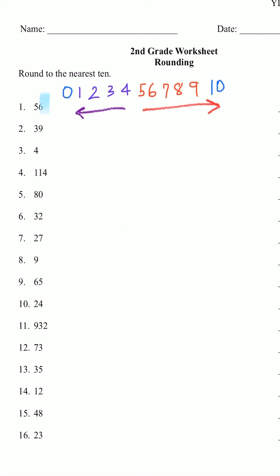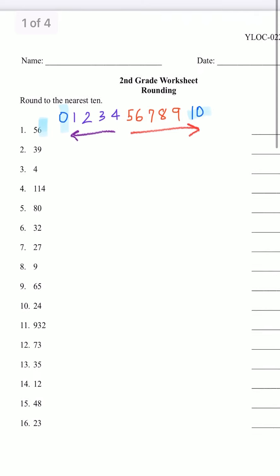And we first have to know that if we have 1 to 4, we're going to round it down. If we have 5 to 9, we're going to round it to 10, so up. Okay.